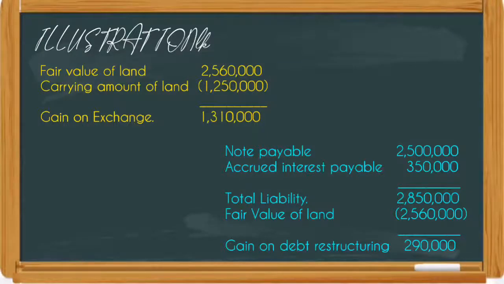Next is meron naman tayong notes payable na 2,500,000 and accrued interest payable na 350,000. So pag-add natin sila para makuha yung total liability na 2,850,000. Then minus the fair value of land na 2,560,000 to get the gain on debt restructuring na 290,000.